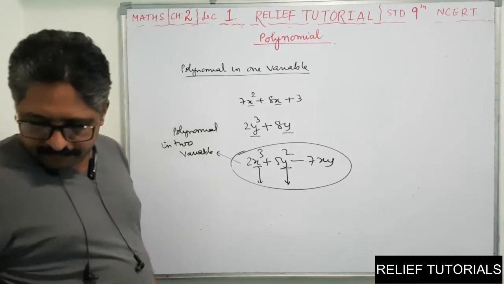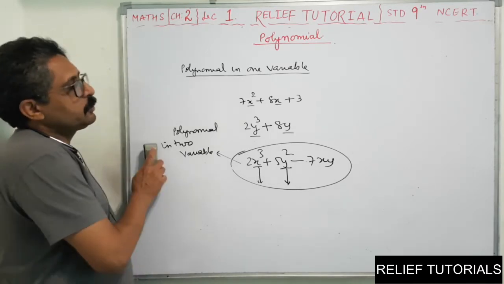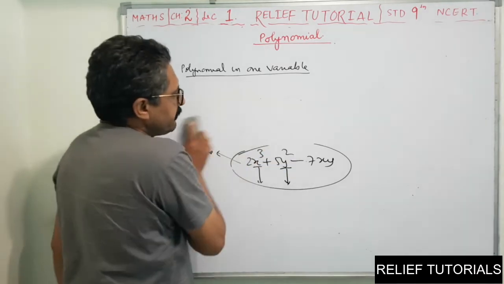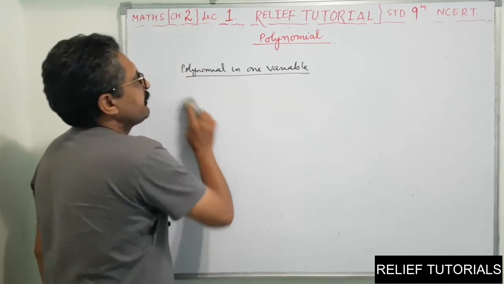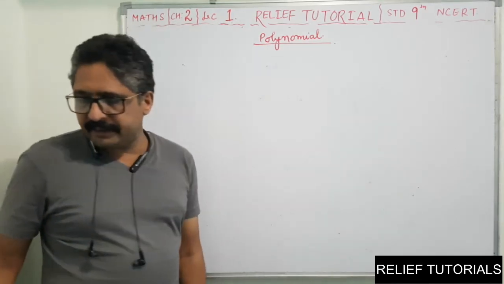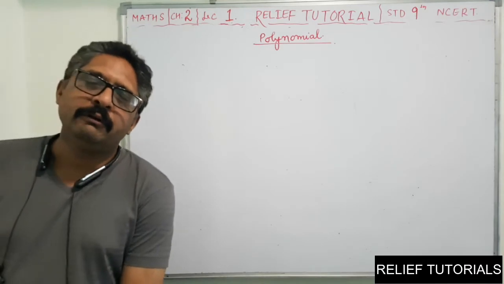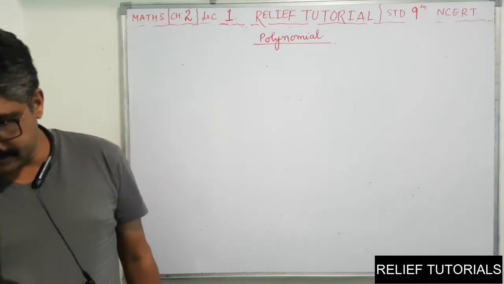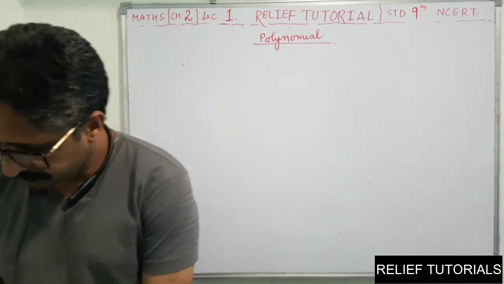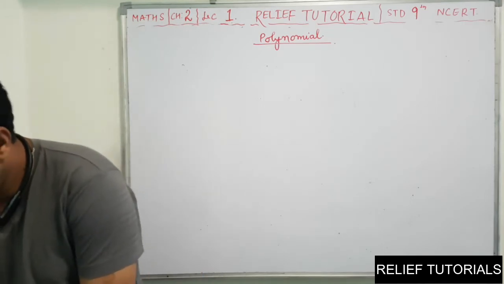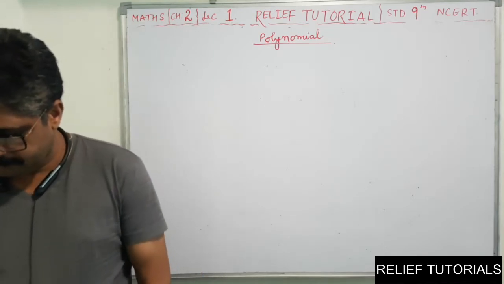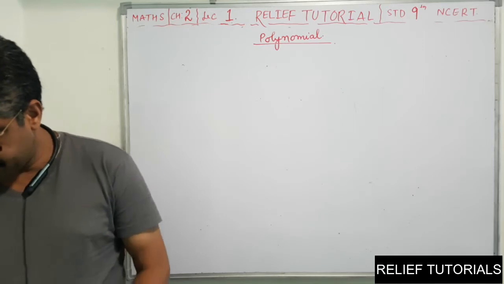So, polynomial in one variable and polynomial in two variables. If there is one variable, we can say it is a polynomial in one variable, and if it has two variables, then we can say it is a polynomial in two variables. See now, we'll discuss a few more.